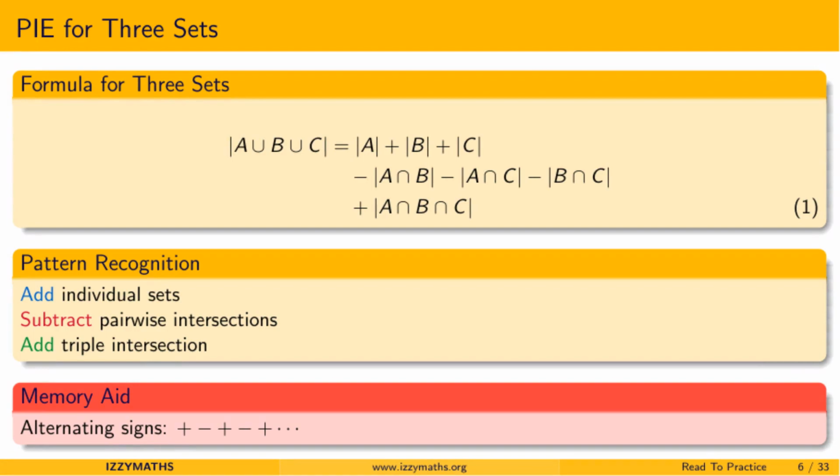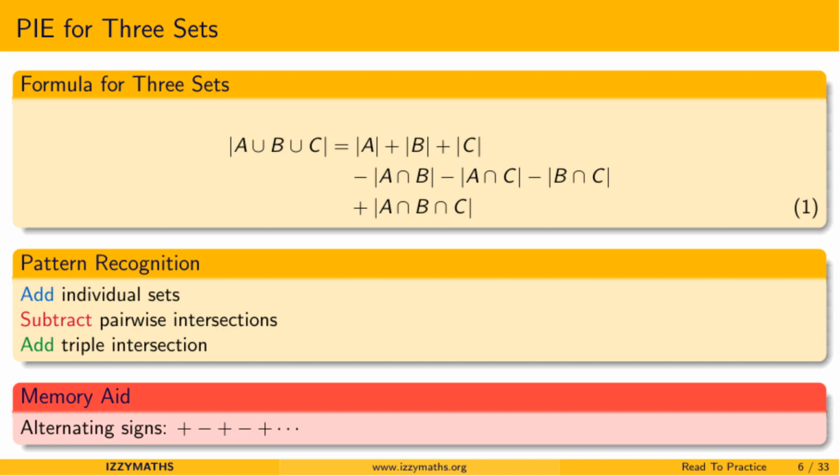The formula for three sets follows the same logical pattern. The absolute value of A union B union C equals the absolute value of A plus the absolute value of B plus the absolute value of C minus the absolute value of A intersection B minus the absolute value of A intersection C minus the absolute value of B intersection C plus the absolute value of A intersection B intersection C. Notice the pattern recognition here.